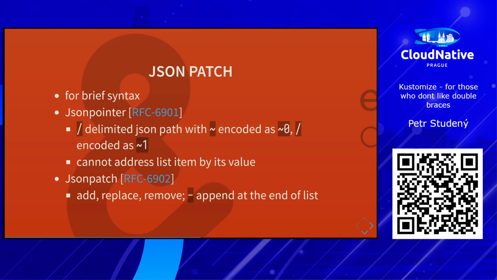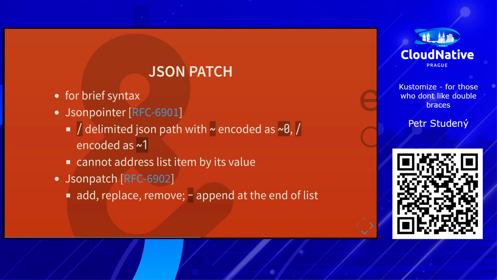The disadvantage of JSON pointer is that you can't address the list item by its value. So you have to use indexes, which is not very great if your base contains some list and the order changes. You don't know, and the patch can break.